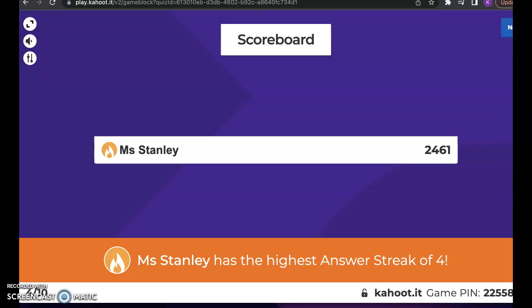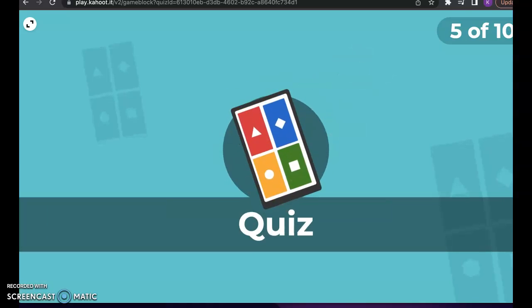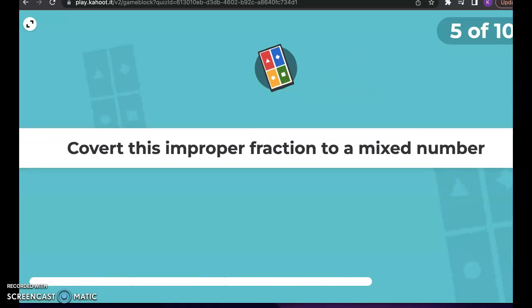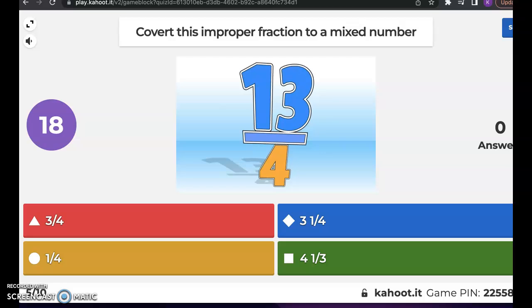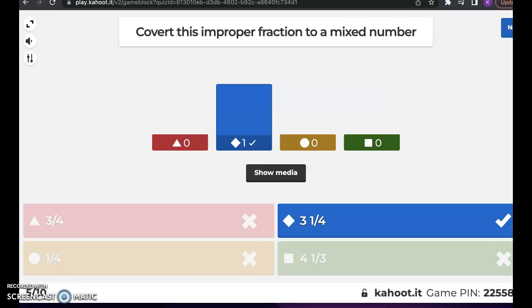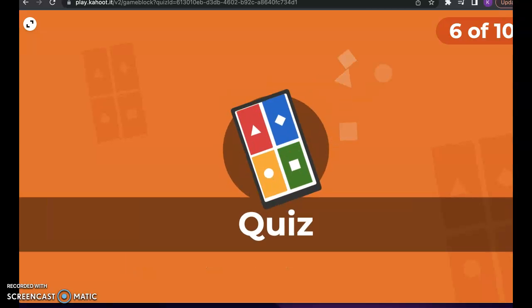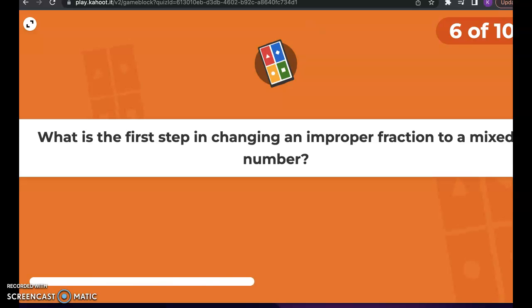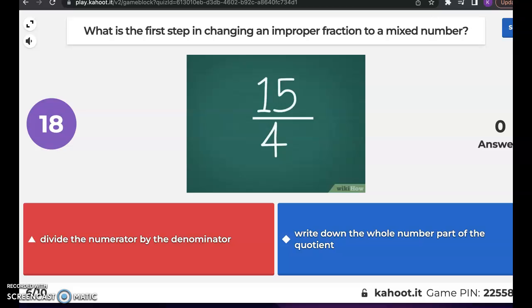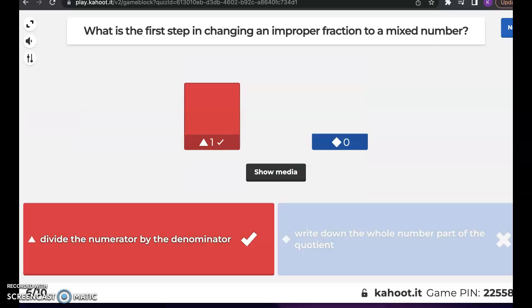Good job. Convert this improper fraction to a mixed number. Remember, you have to divide. Yep, 3 1/4. What is the first step in changing an improper fraction to a mixed number? Yep, you always have to divide.